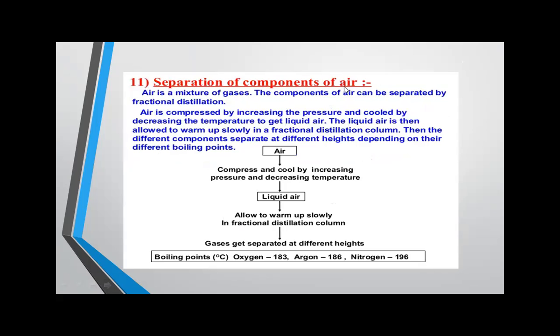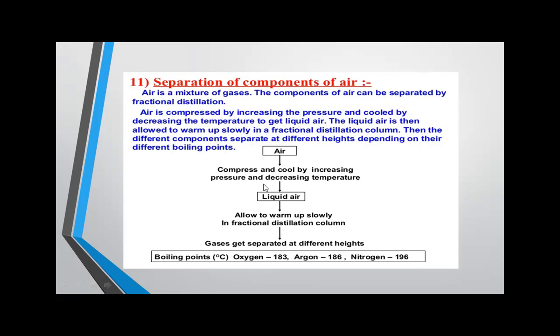Separation of components of air. Since air is a mixture of gases, the components of air can be separated by fractional distillation. Air is compressed by increasing the pressure and cooled by decreasing the temperature to get liquid air. The liquid air is then allowed to warm up slowly in a fractional distillation column. Then different components separate at different heights depending on their different boiling points.